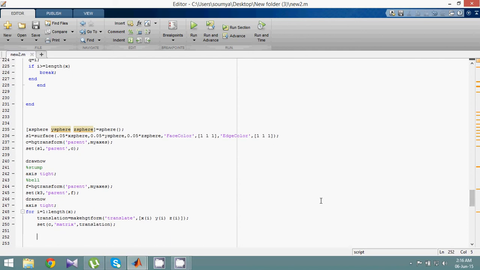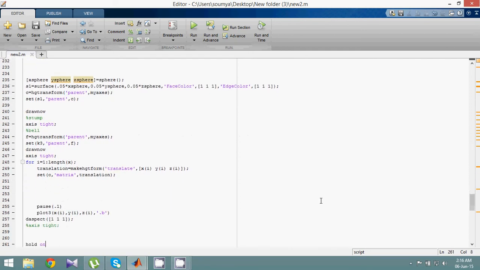This one's for the bail actually, stamp and bail. So that's K3 parent F and X start. Oh, sorry. This is actually for the animation, right? This H transform parent my axis, and this is set K3 parent F. So F is a parent of K3 and my axis is a parent of F, right? So I use this for the motion of the ball.